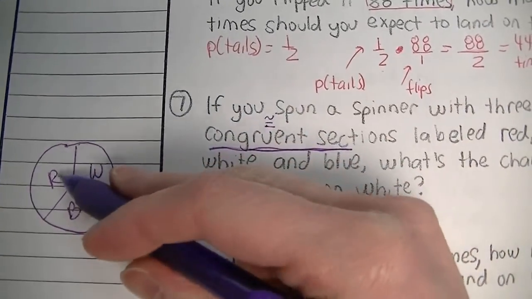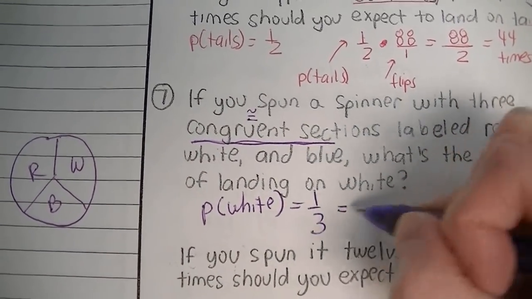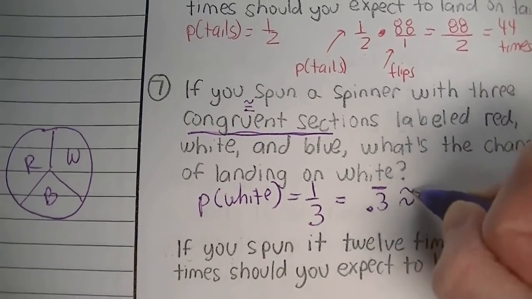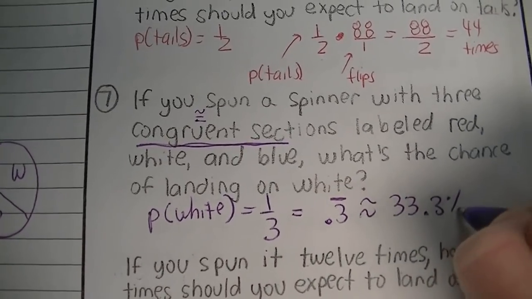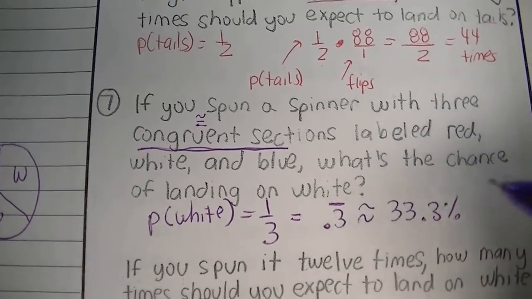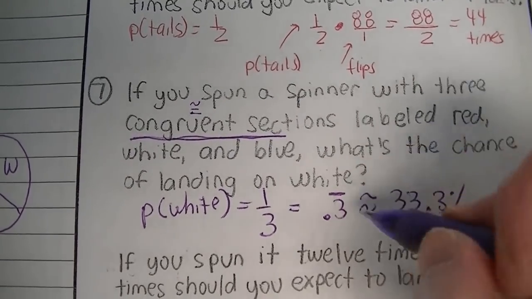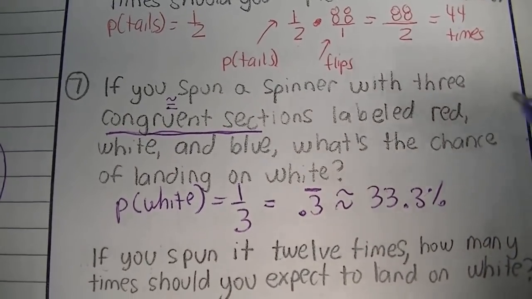So you see there's 1 white out of the 3 possibilities. I can't simplify that fraction. So 1 divided by 3 is 0.3 repeating, so approximately 33.3%, or you could say 33%. The reason it's an approximate is because the exact would be 33.3333 forever. But I just rounded it right there, so that's why I put the approximate symbol, okay?